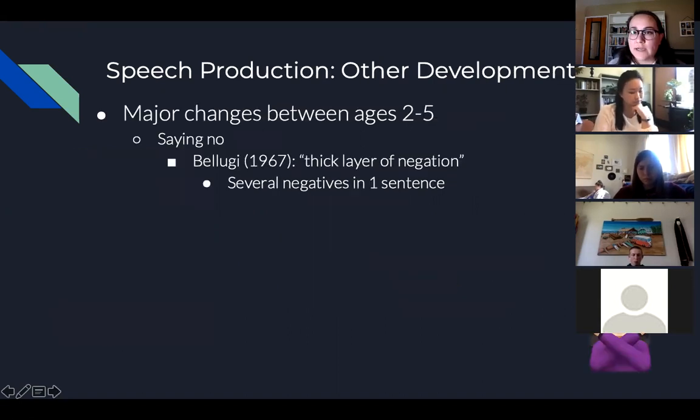During this time, there's an interesting development. A researcher, Bellugi, has come to call it the thick layer of negation. Essentially, this is the use of several negation words in one sentence. This is another part of the process of learning negations: children will often use multiple negatives in one sentence. So for example, I'm not afraid of nothing. No one's not going to do what I'm doing.